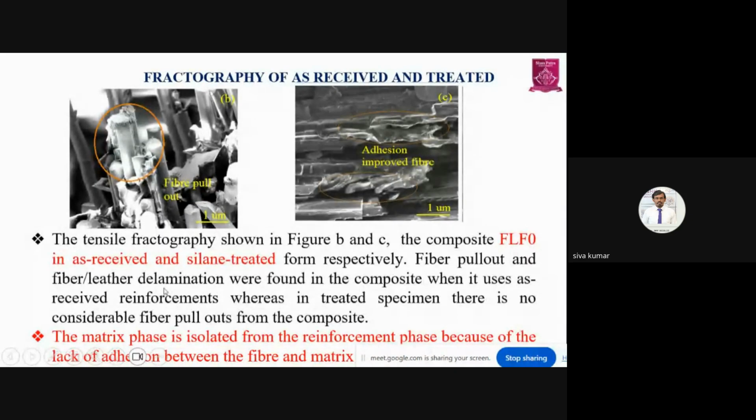Fiber pull out and leather delamination were found in the composite when as received reinforcement was used, whereas in the treated specimen there is no considerable fiber pull out from the composite. So this is the main difference. Significantly, there is no fiber pull out in this image. Here there is some fiber coming out, so it is not treated by silane. The matrix phase is isolated from the reinforcement phase because of the lack of adhesion between the fiber and the matrix.